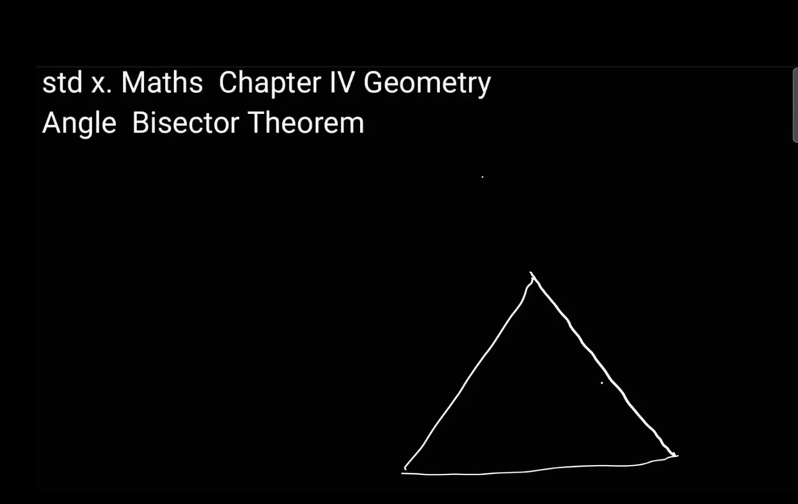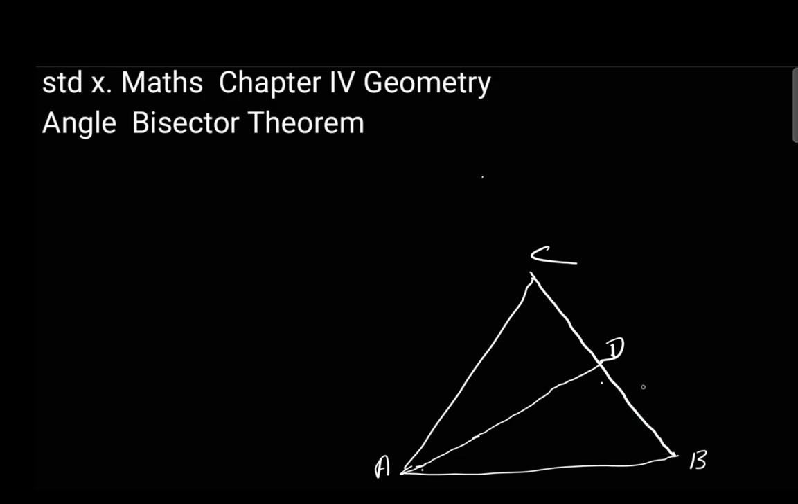Standard 10th Maths, Chapter 4, Geometry, Theoretical Geometry, Angle Bisector Theorem. The angle bisector theorem states that, in a triangle, let me mark here as A, B, C, the internal bisector of angle A, that is a line that divides angle A into two equal parts. So AD, the internal bisector of angle A, divides the opposite sides.